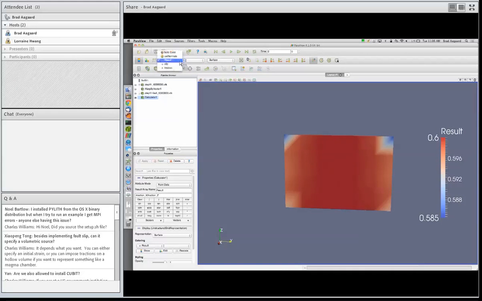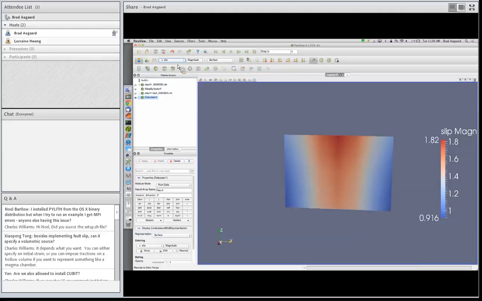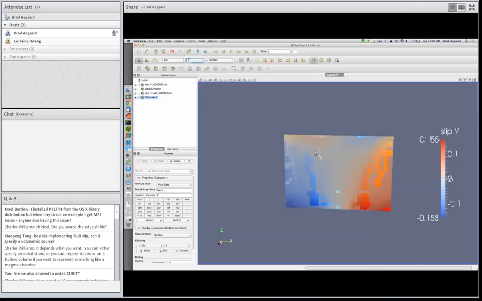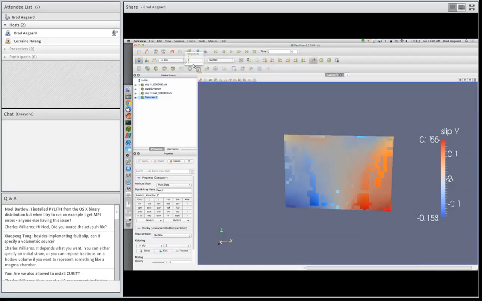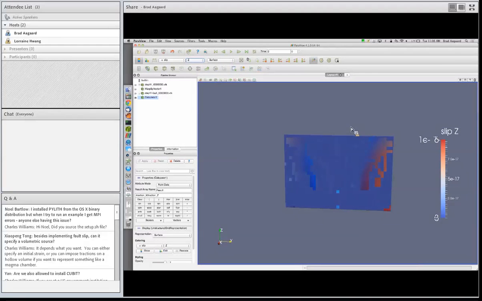I can also show the slip. There's the slip magnitude. So near the middle, I have 1.82 meters of slip. Out the outside, it's down to about 0.9. That's the slip magnitude. There's the x direction, so it's dominated by lateral slip. There's a little bit of, symmetric in the y component. Remember, I'm pinning the bottom of the domain, except for the fault opening, 0 fault opening, just what we would expect. Any questions on this example?